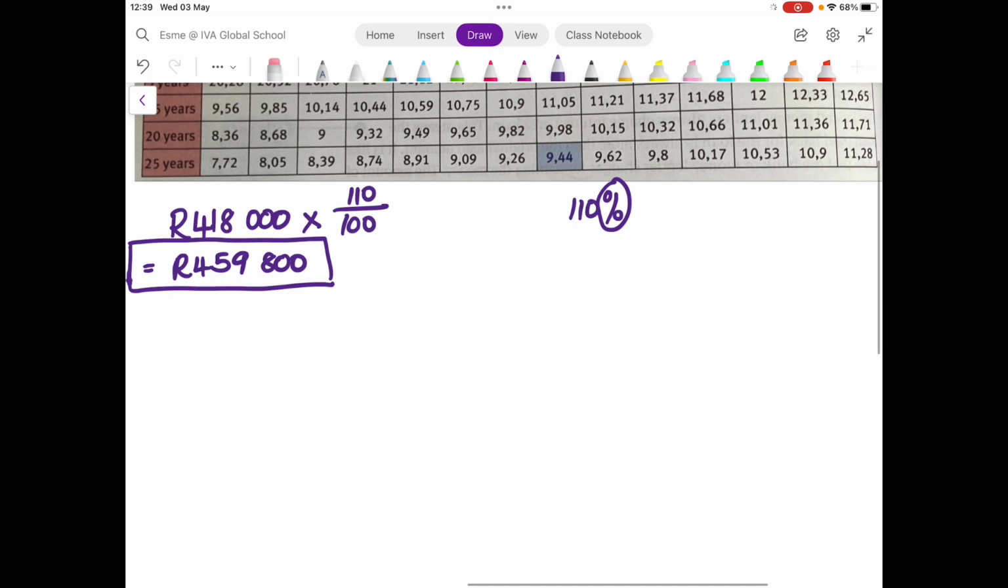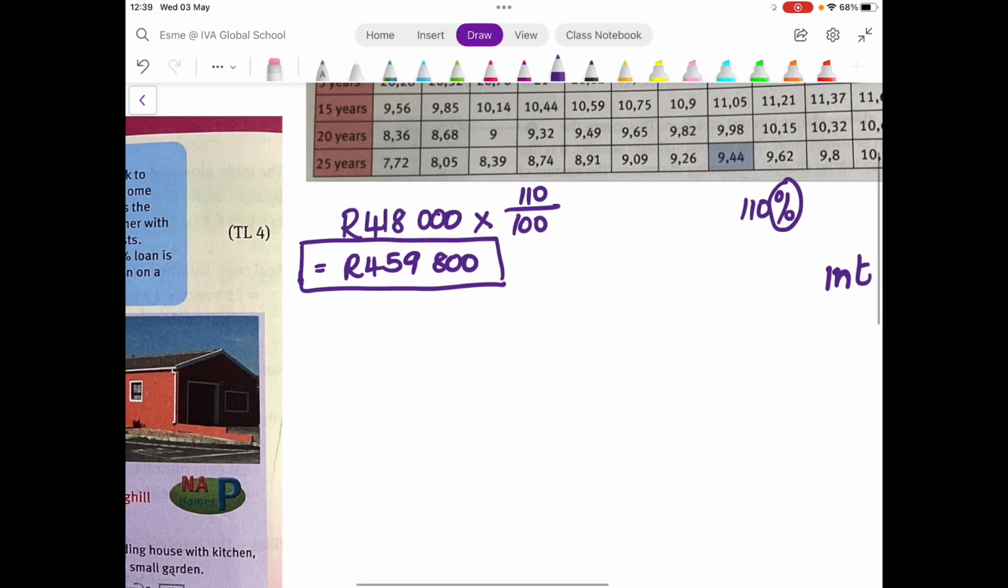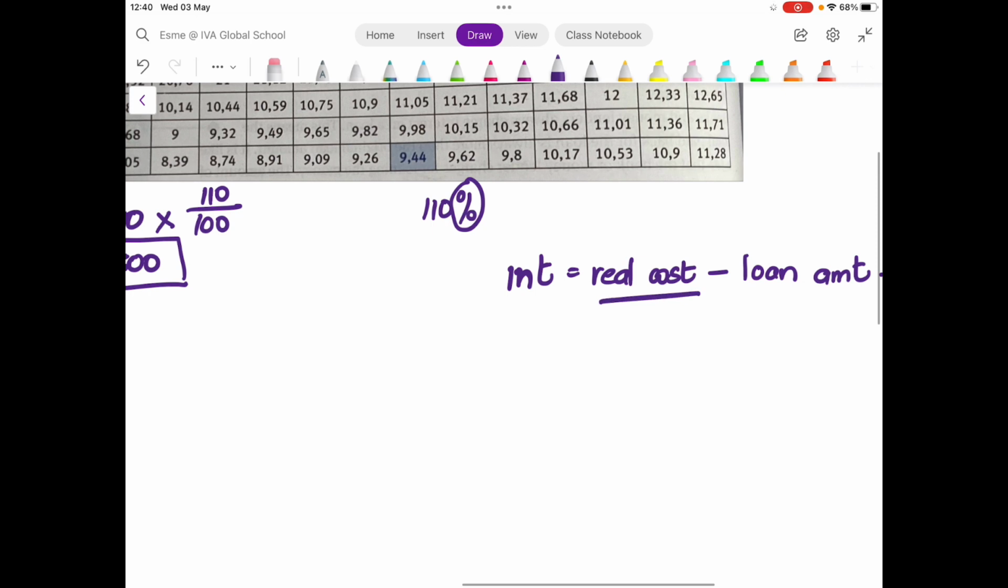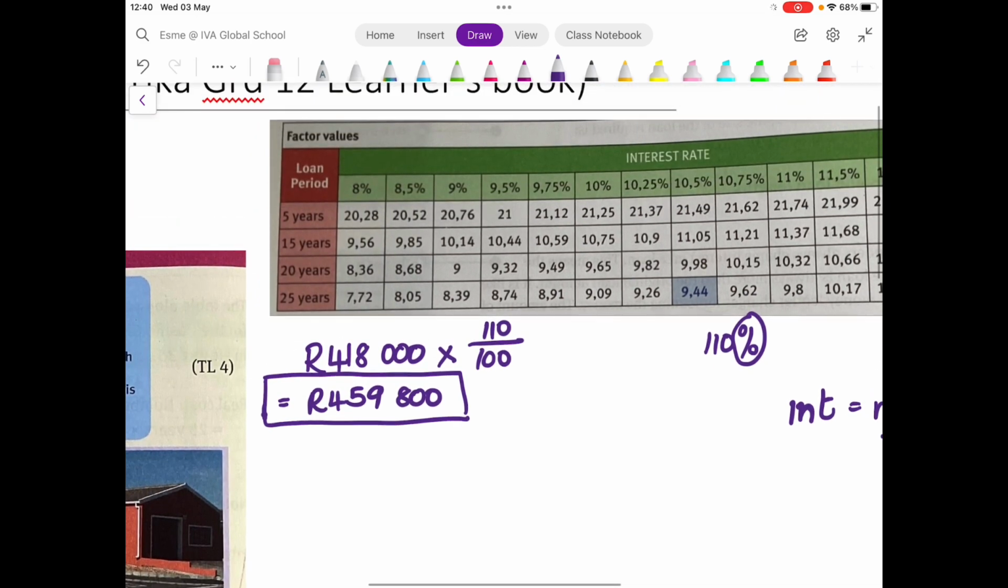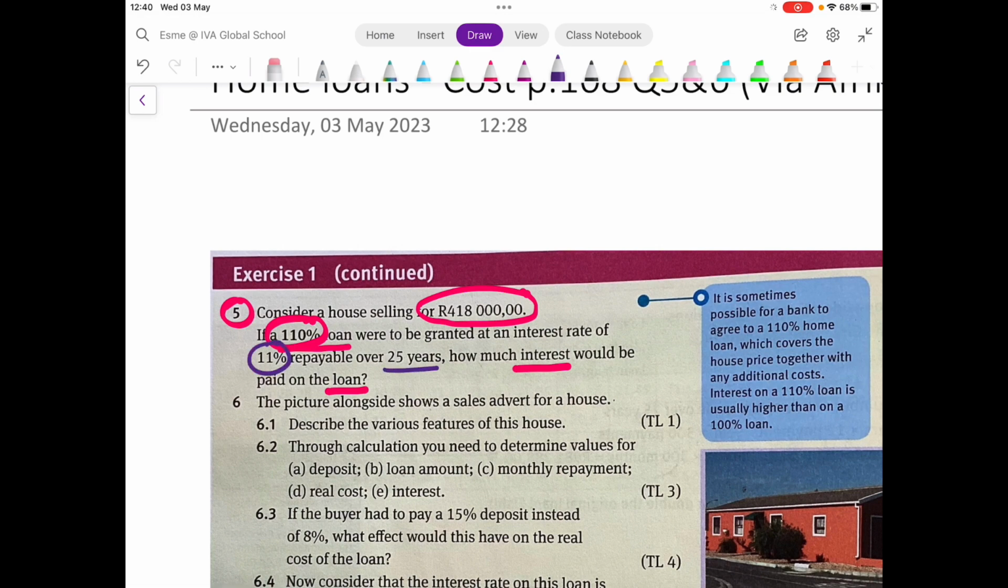So just remember that interest is going to be the real cost minus the cash price, minus the loan amount. Okay, so we are just looking at the loan. Right, so what we have to do to go and find the real cost, we have to find what the loan is. So our value is 459,800. It told you that the interest is 11% over 25 years.